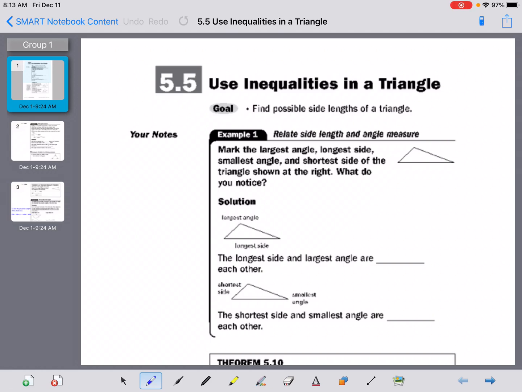All right, 5.5, using inequalities in a triangle. So a little step back from all those lines in a triangle. We've done this chapter and we just quizzed over it. And hopefully you'll find this section relatively easy, and maybe in the back of your mind you've already understood this concept, but we just never really stated it.